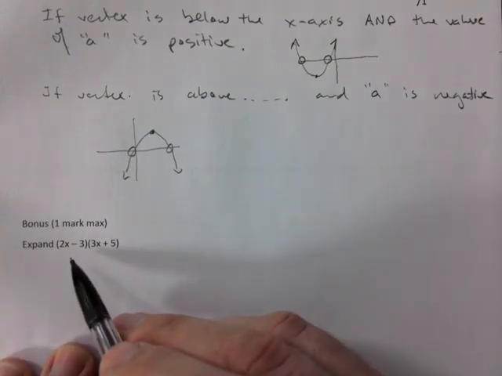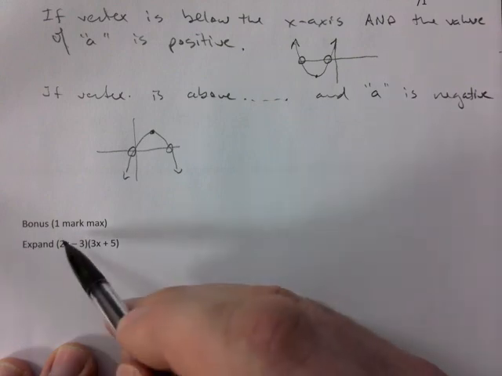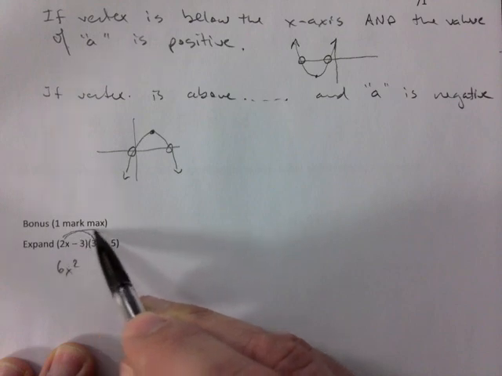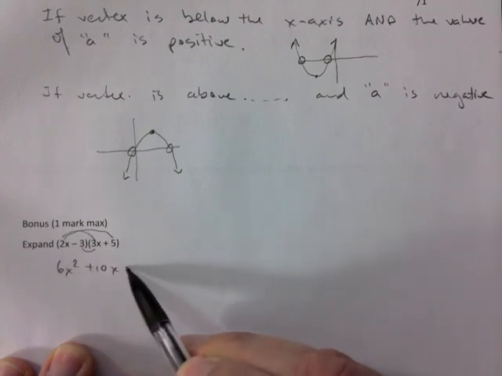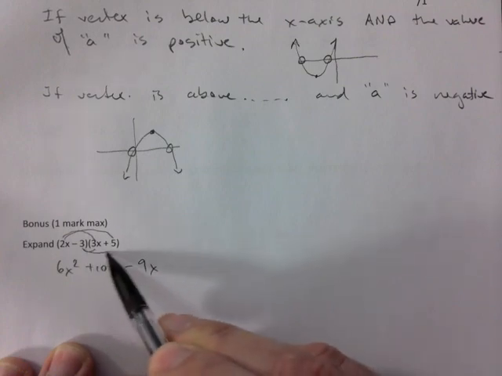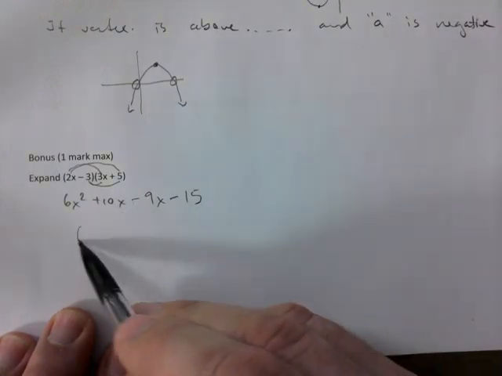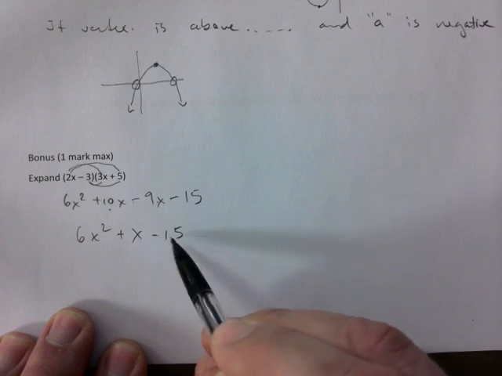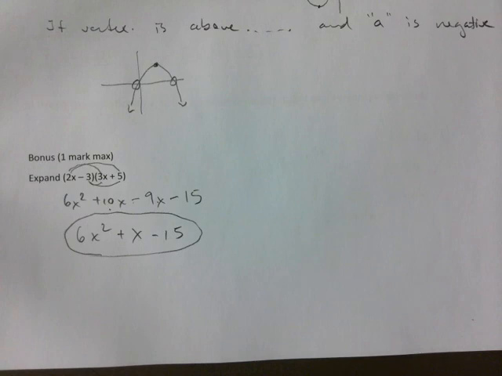Okay, then the bonus, I don't know if you did that one, but here it is. So you just FOIL it, right? 2x and 3x is 6x squared. 2x times 5 is 10x. Then it's -3 times 3x is -9x. -3 times 5 is -15. Then you need to clean it up. 10x and -9x gives you just x minus 15. So if you have it exactly that way, you get 1 bonus mark for that part.